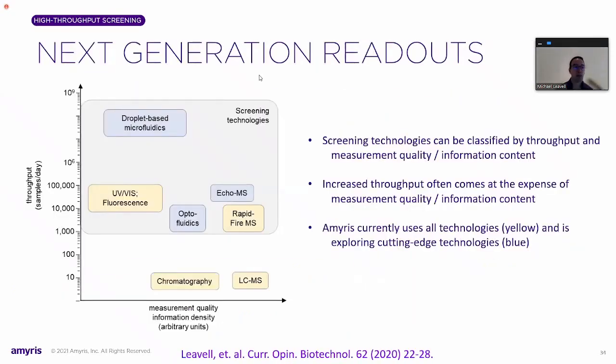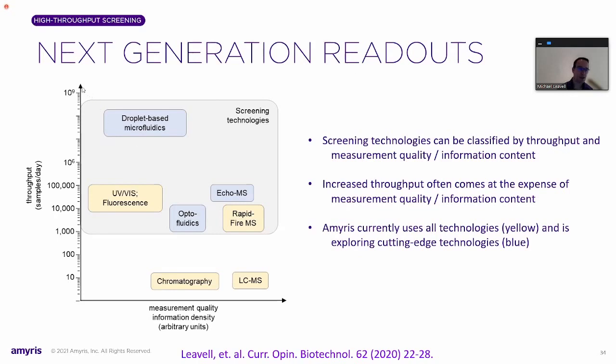So at Amyris, we're always trying to do better, and Kirsten's team has continued to build out their capability to advance diversity, improve diversity, and give us even larger and larger libraries to screen. And so in high throughput screening, there are many next generation readouts that we have and that we've been investigating.